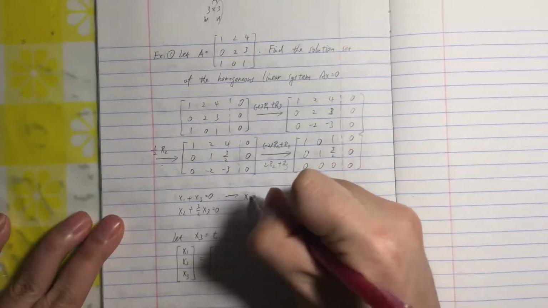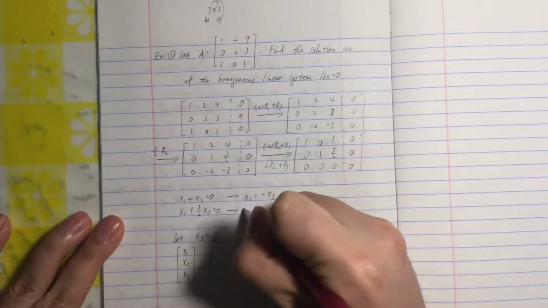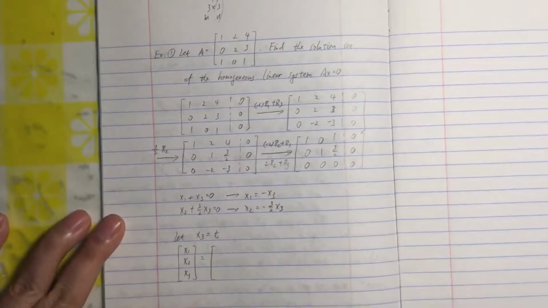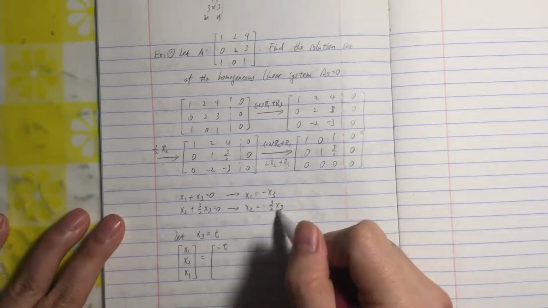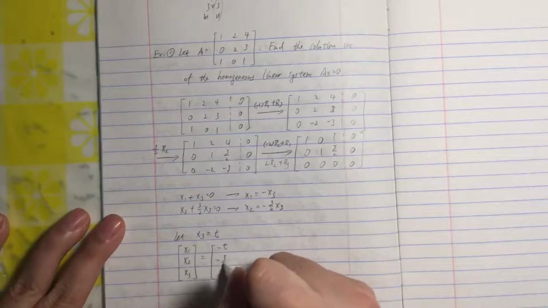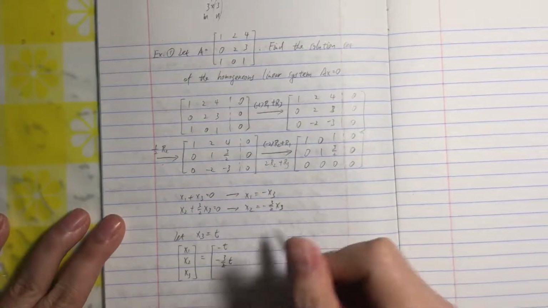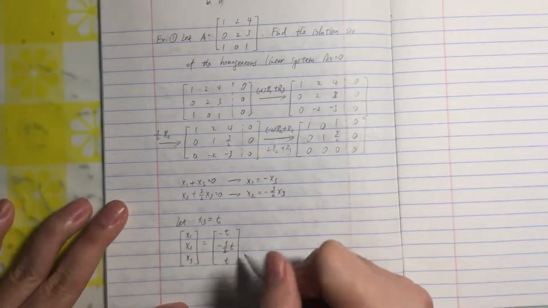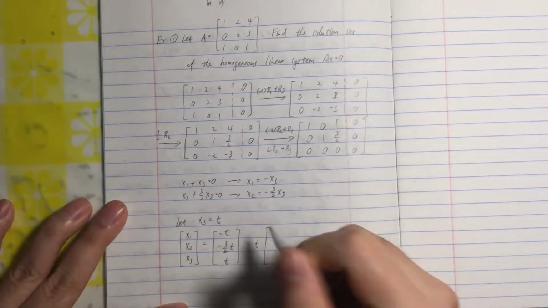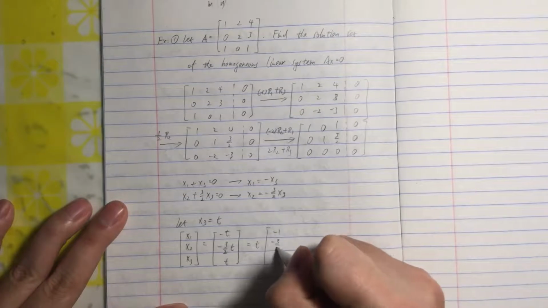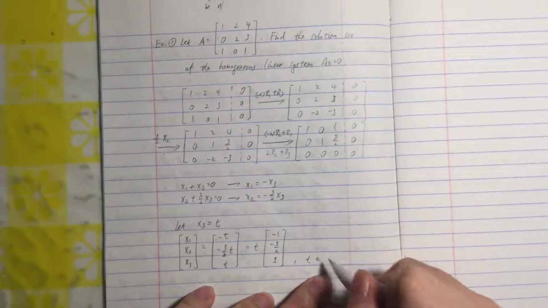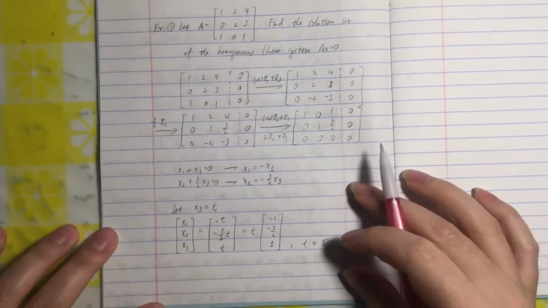if I solve for x1 here, x1 equal to negative x3, x2 equal to negative 3 over 2 x3. Here, x1 is negative x3, which is negative t. x2 is negative 3 over 2 x3, which is negative 3 over 2 t. x3 is t. The common variable here is t. If I pull out t, I can write it as negative 1, negative 3 over 2, and 1. T can be any real number.